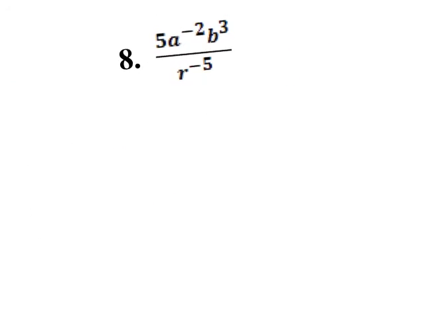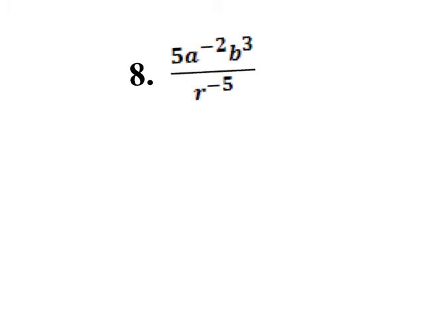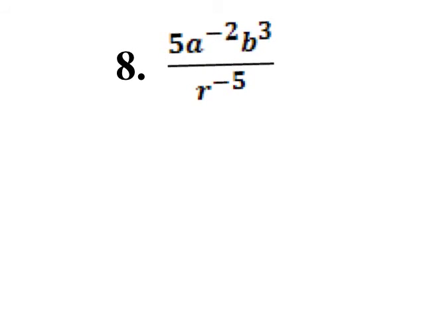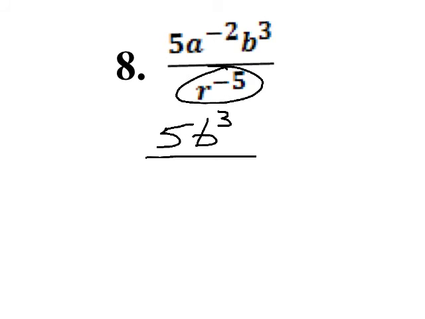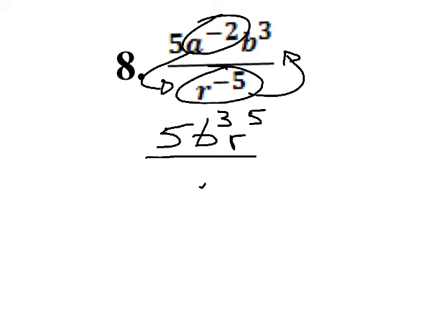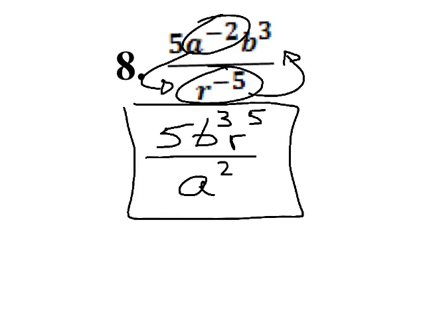Okay, let's take a look at this one. This one's got a lot of stuff going on here. Same idea as last time. Identify what has a negative exponent. This has a negative exponent, this does. So therefore, the things that don't have negative exponents, that's 5, and that's also b to the third, are going to stay where they are. The r to the negative 5 will go up, so this becomes r to the 5th, and a to the negative 2 will go down, become a squared. And you're done.